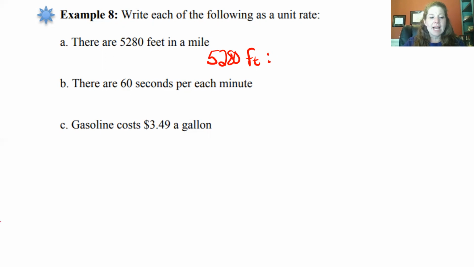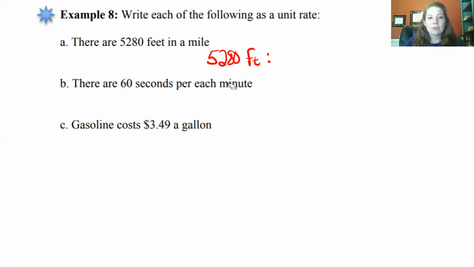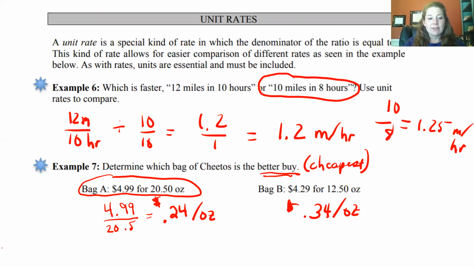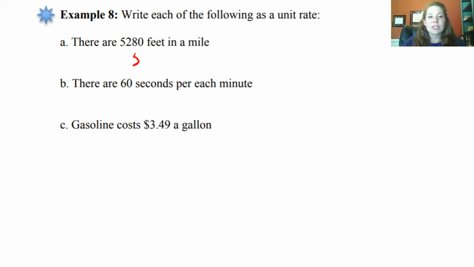So we're going to write it as, let me erase this. All right. So if I want to write it as a rate, similarly to how I wrote these answers, you see how I did the little slash. So if I can go 5,280 feet in 1 mile, I'm going to go 5,280 feet per mile. 5,280 feet per mile. That's the unit rate.